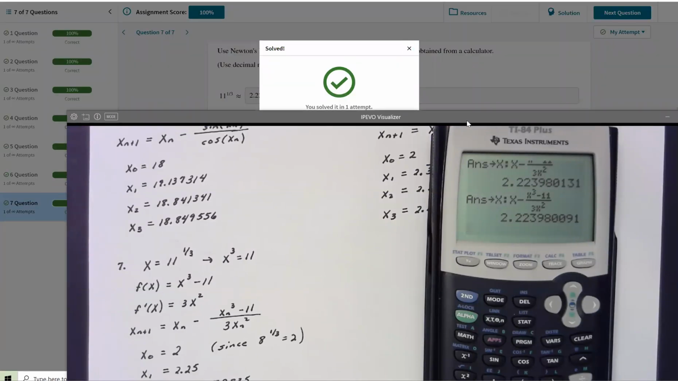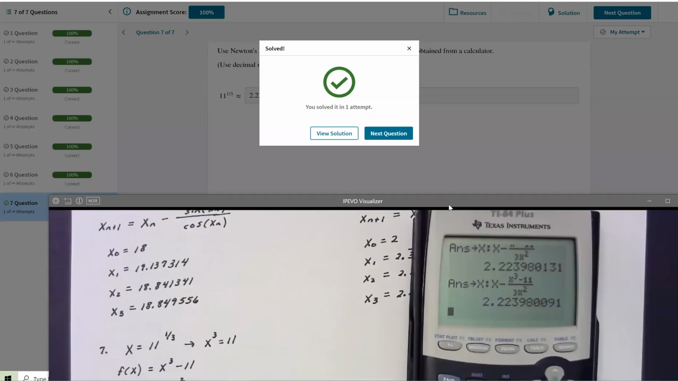So hopefully you agree with me. Once you get the gist of this section and you get the calculator buttons down. That's why I wanted to make sure I showed you how I'm doing these on the calculator, but this section is not bad at all. It's pretty quick. All right, guys, let me know if you have any questions. I'll be glad to help.